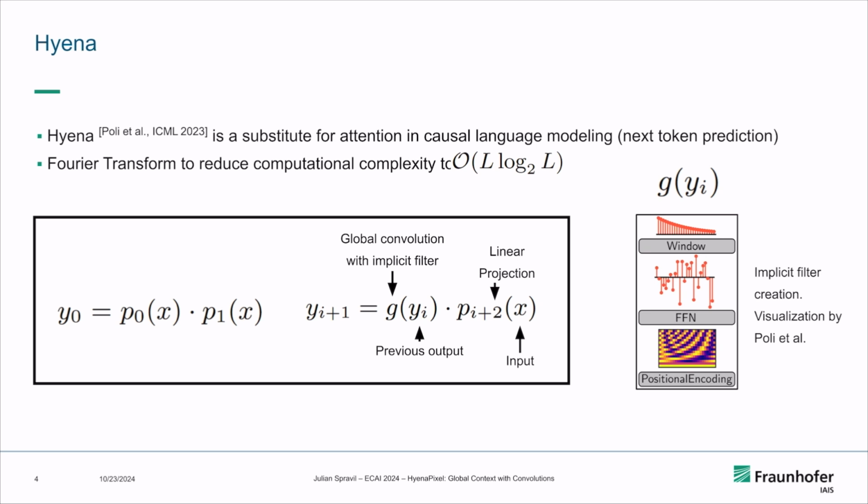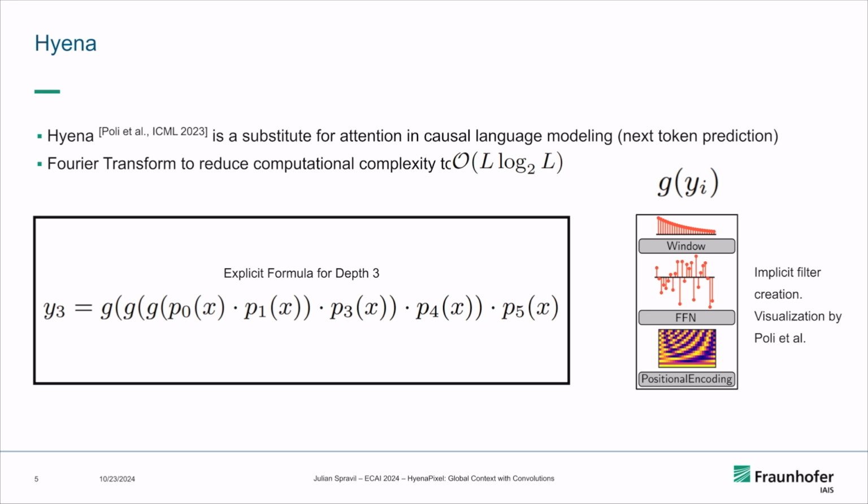Function g is a global convolution with an implicit filter, and this implicit filter is the same size as the input sequence x. It is created by first defining the position encoding, applying a feed-forward network to that encoding, and finally element-wise multiplying everything with the window function. In the window function, the most recent element in the sequence gets the highest value, and then we have an exponential drop-off into the past of the sequence.